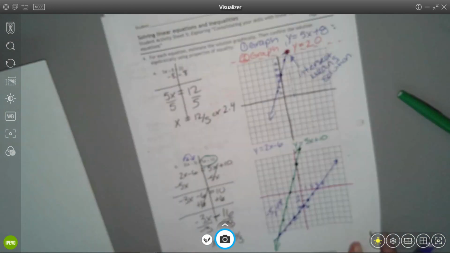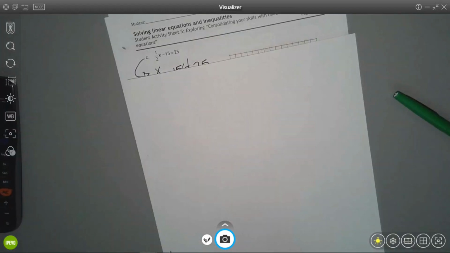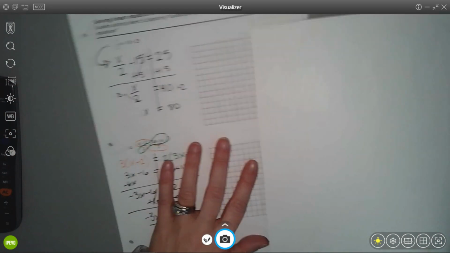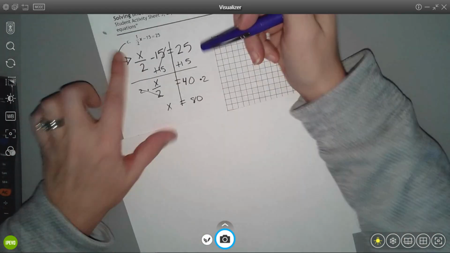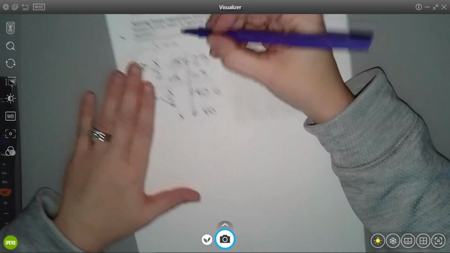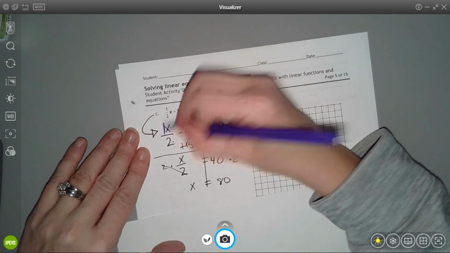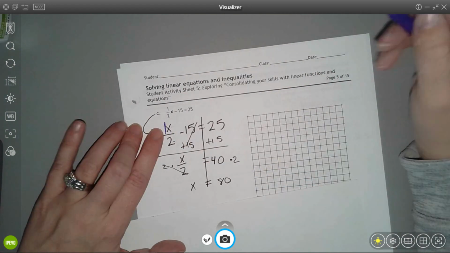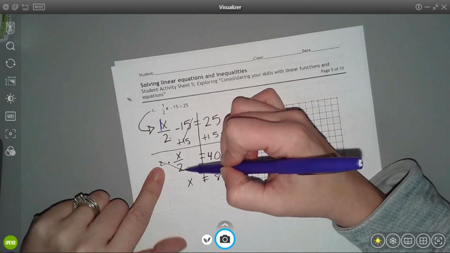Letter C. Okay, I'm not going to worry about the graphing anymore on this, guys. Let's just solve. When we see a 1 over 2 times x, that's the same thing as saying x over 2. Remember Beyonce, single. We sure do a lot with Beyonce. Add 15 to both sides, and I get x over 2 equals 40. Get rid of the division by multiplying, and I get that x equals 80.